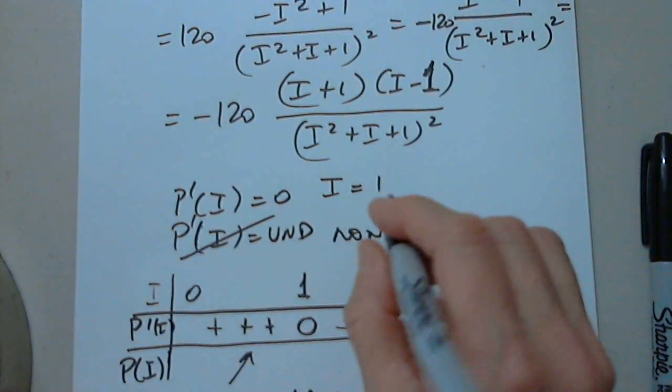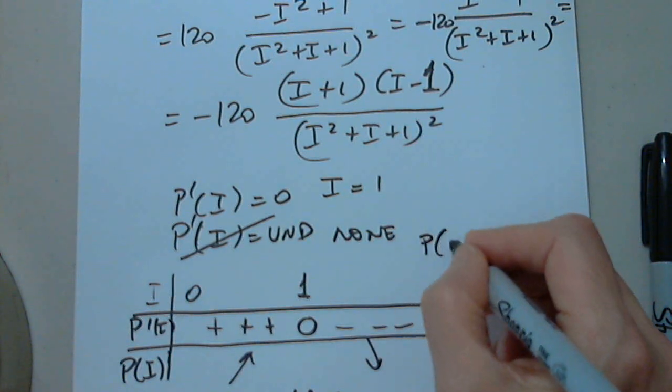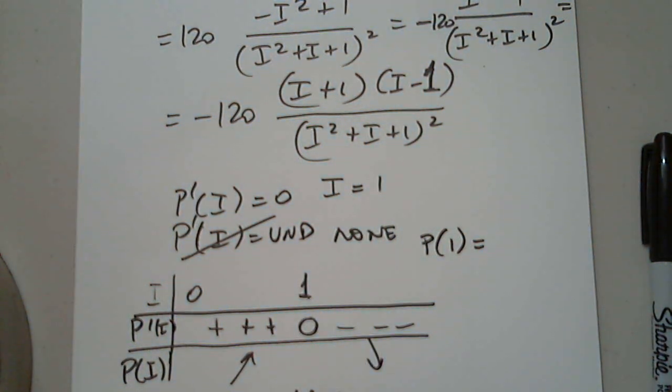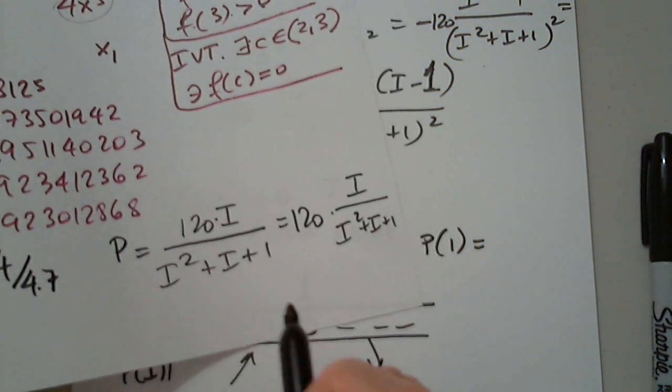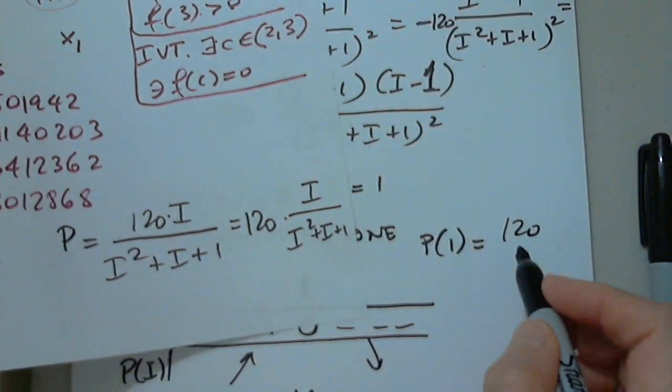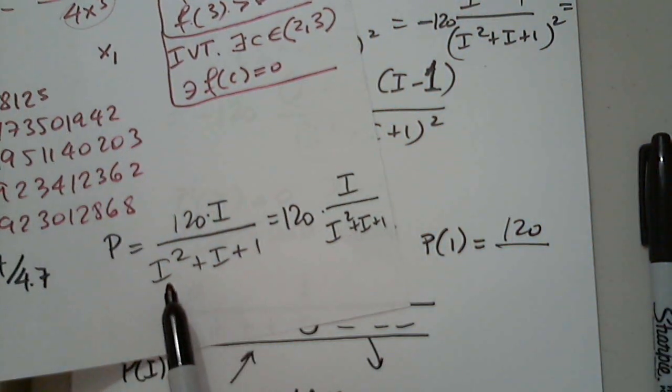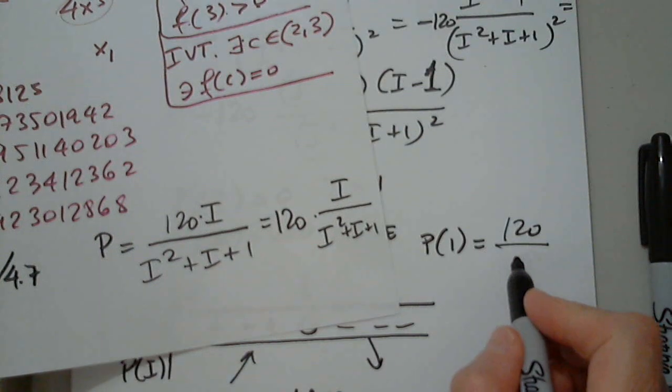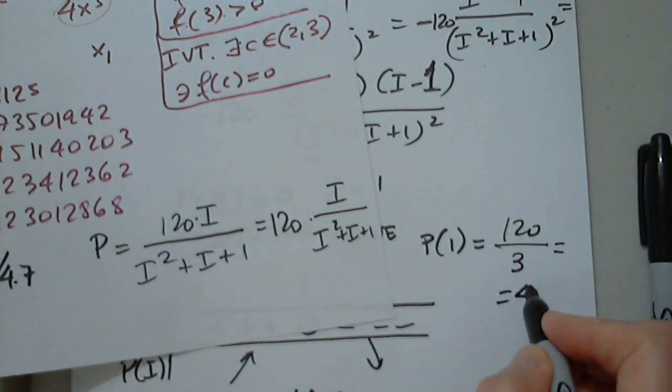What is the maximum, in case they're asking me? It will be P of 1. 120 over 1 plus 1 plus 1. So this will be 40.